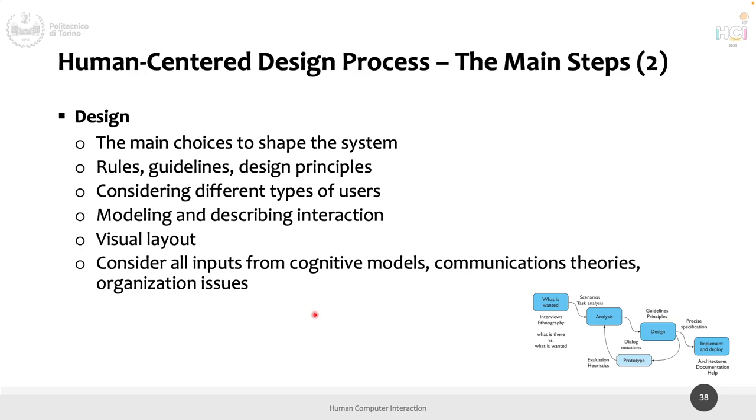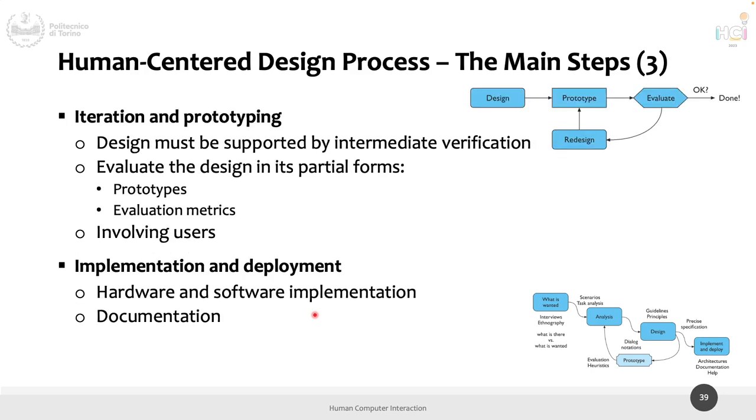the design of the system, first in terms of user interface, then also at a certain point in terms of the system architecture, that will consider different type of users, guideline, principle, visual layout, if it's a visual user interface, etc. And then design is supported by intermediate verification that also allow to evaluate the design at a certain moment through prototype and evaluation involving people in some way or another.